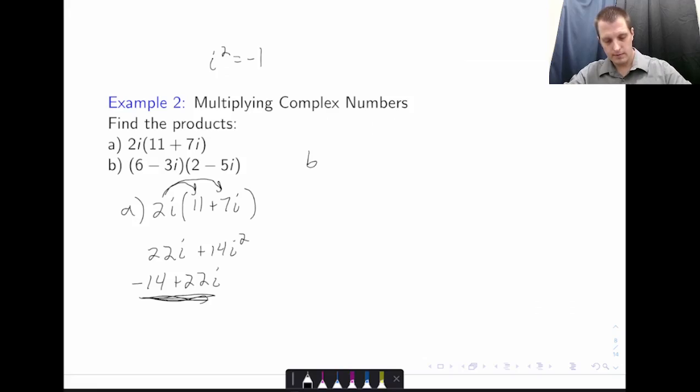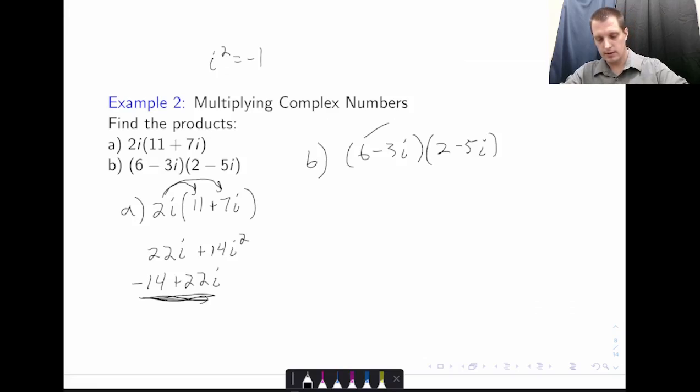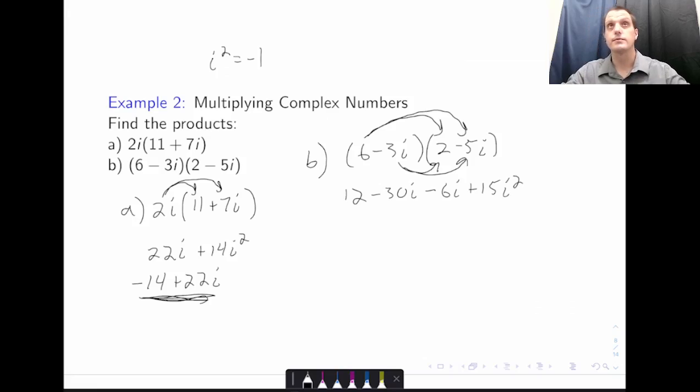For B, a little bit more complicated again, 6 minus 3i times 2 minus 5i. We're going to draw our rainbows. 6 times 2 is 12. 6 times negative 5i gives us a negative 30i. Negative 3i times 2 gives us a negative 6i. And then finally, negative 3i times negative 5i gives us a plus 15i squared. We're going to want to combine like terms.